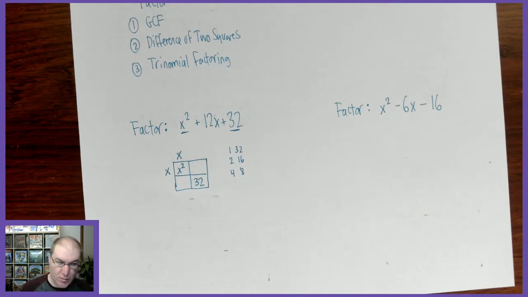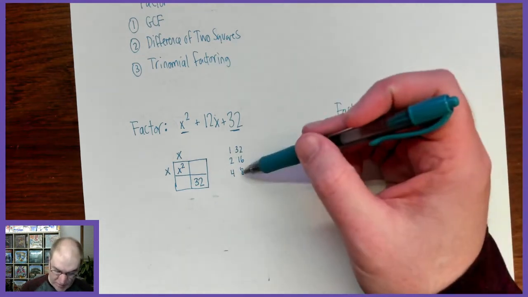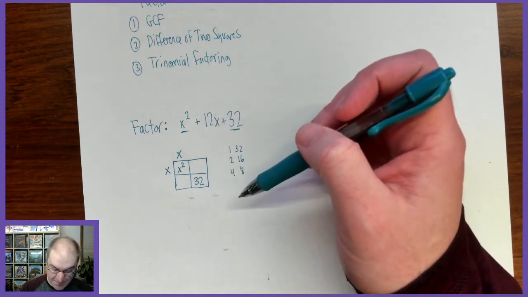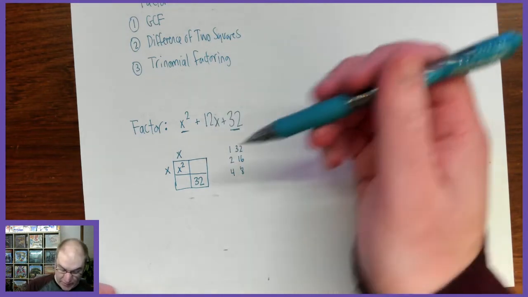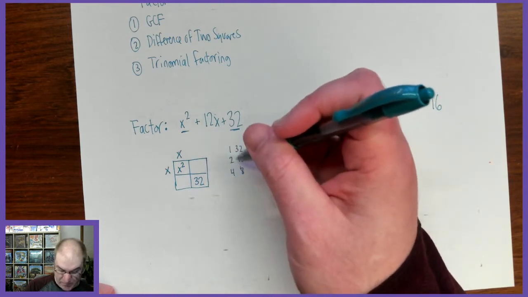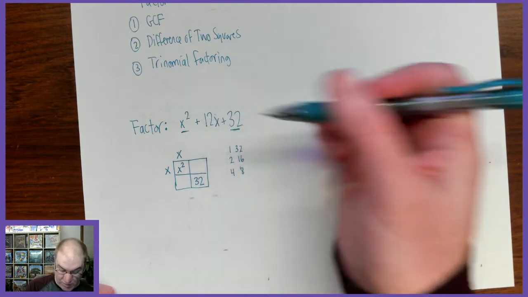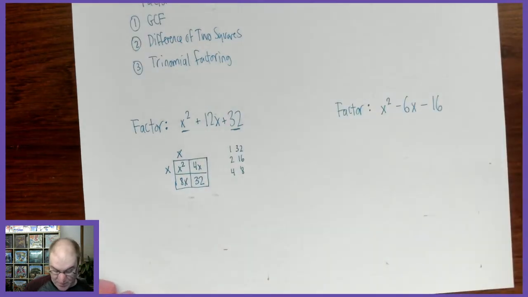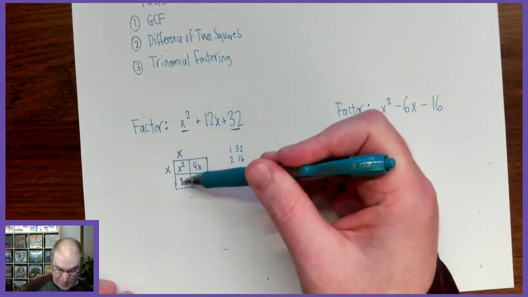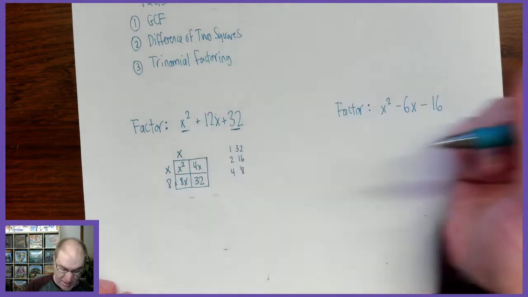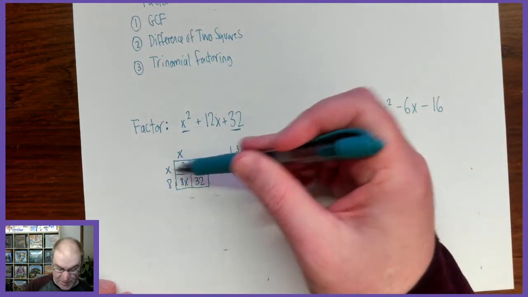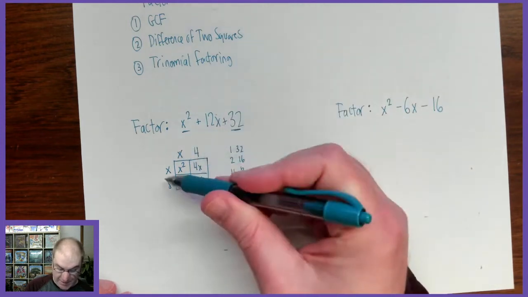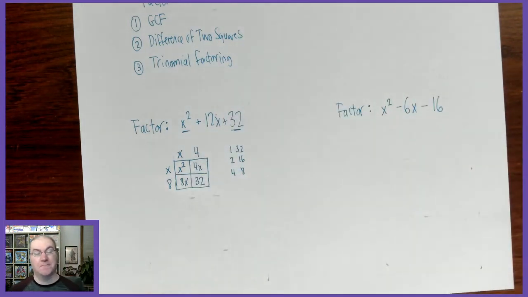So we need the numbers that we picked to add up to 12x, right? So if I put, oh, well, there you go. 4 and 8 is 12, right? So if I put 4x there and 8x there, what did I multiply x by to get 8x? I must have multiplied by 8, right? And what did I multiply x by here to get 4x? Well, that's 4, right? And 8 times 4 is 32.